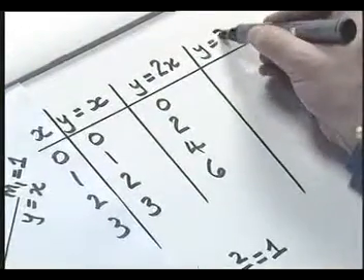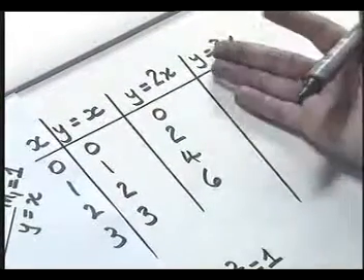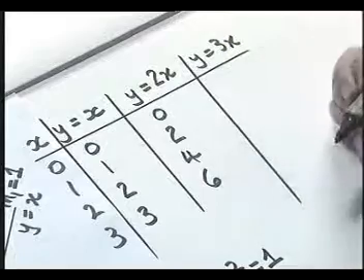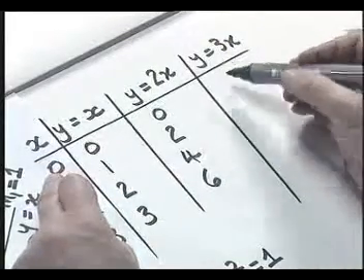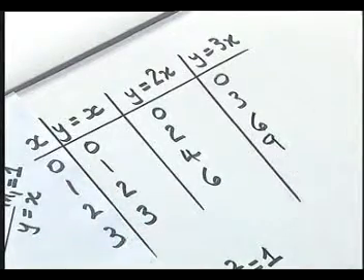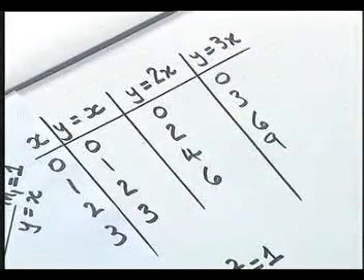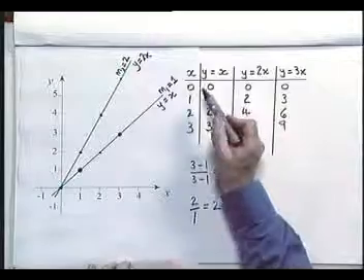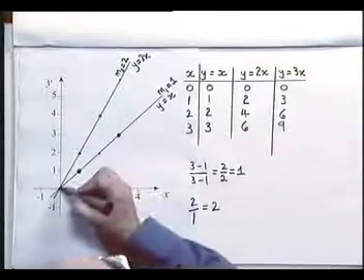Suppose we have another equation, and let's suppose this time the equation is y equals 3x. So the y value is always 3 times the x value. We can put these in straight away. 3 noughts are 0, 3 ones are 3, 3 twos are 6, and 3 threes are 9. And we can plot these on the same graph. Again, 0, 0, so the graph's going to pass through the origin.